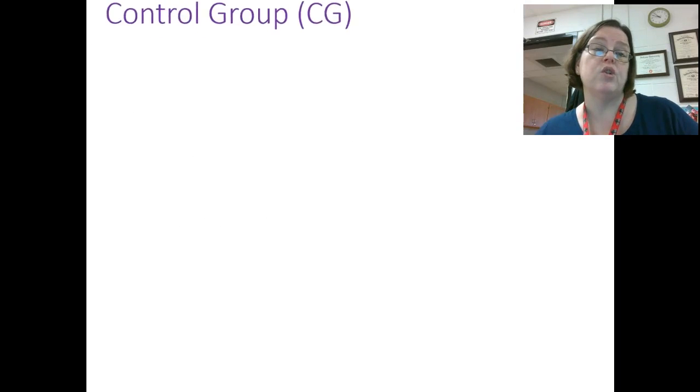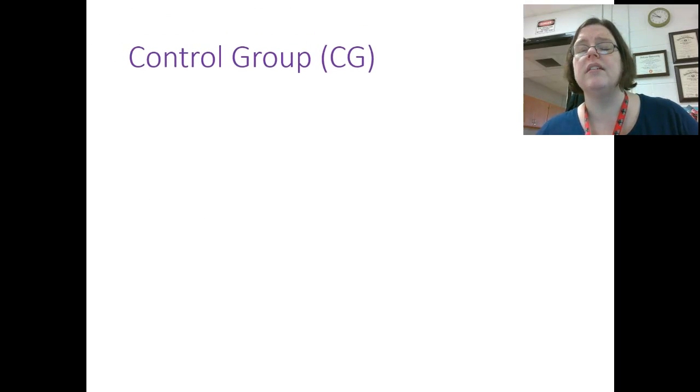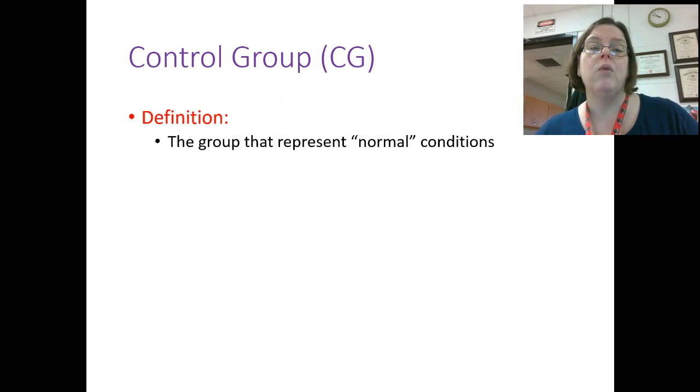Now, the next one is control group. Control group is a really hard thing sometimes in chemistry class, but control group is the thing that represents the normal conditions. What is normal for an experiment? For example, if we're growing plants, normal would be the amount of water that they get. They have to get the water that they need. They have to get the sunlight that they need. That would be normal. Varying from normal is the test that we do, but we choose the one that is under normal conditions to be our control group.